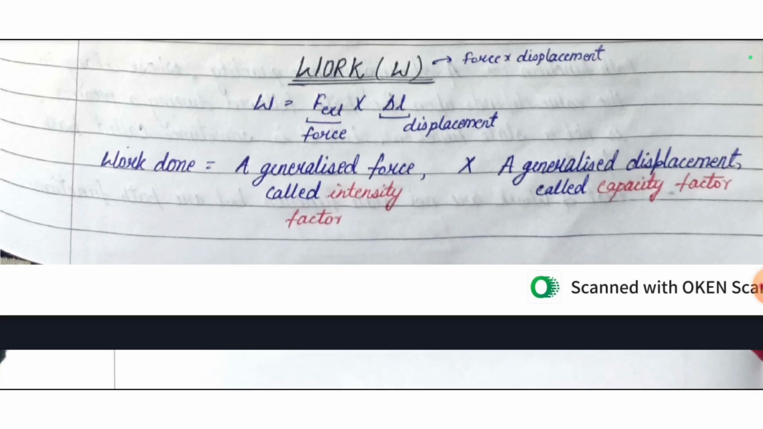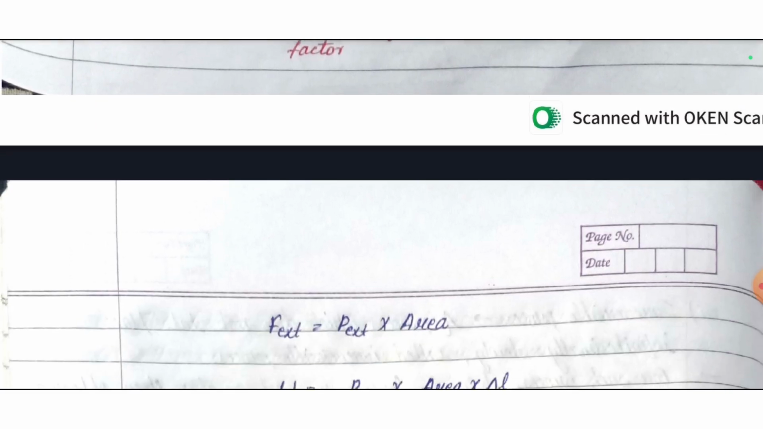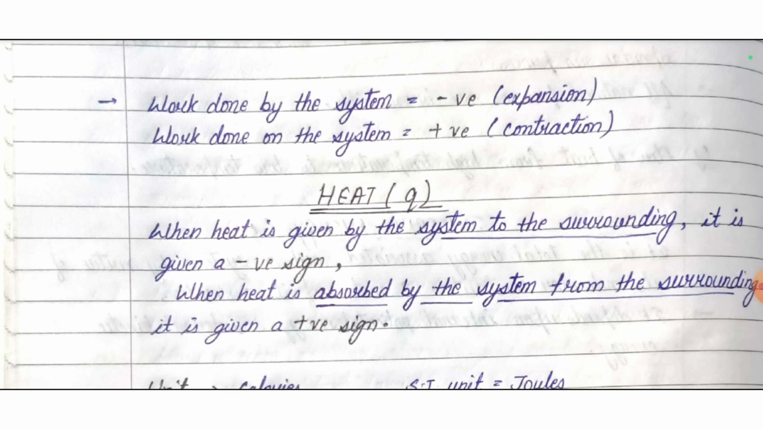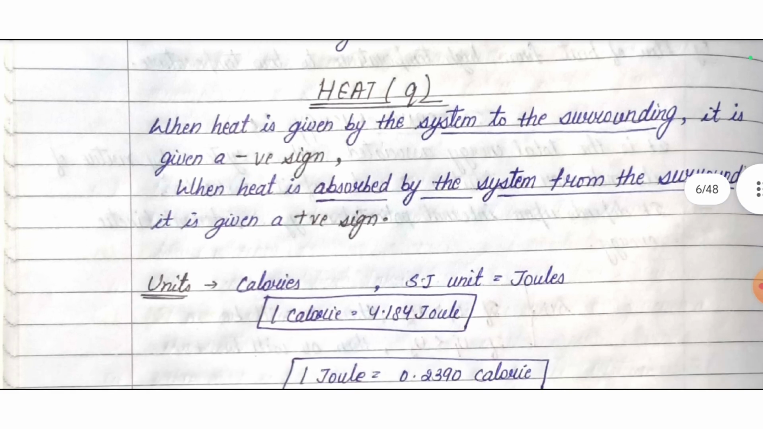Work. Work is equal to external force times displacement. Work done is equal to a generalized force called intensity factor times a generalized displacement called capacity factor. F external is equal to P external times area. Work is equal to minus P external times area times delta L. Work done by the system is negative, expansion. Work done on the system is positive, contraction.